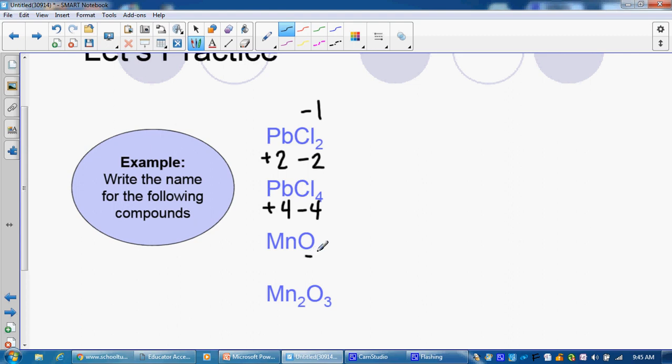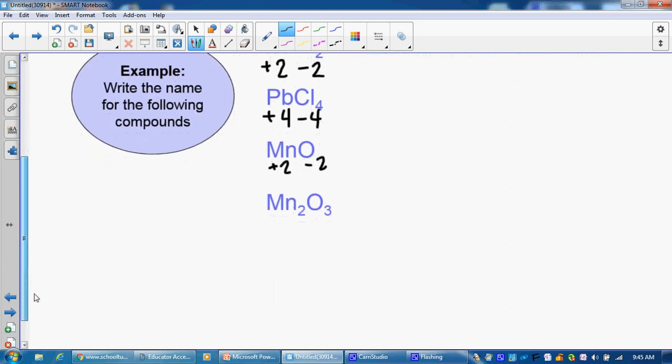Here oxygen is -2. There's only 1 oxygen. There's only 1 manganese. So we know manganese would be +2 because +2 minus 2 is equal to 0. So that's manganese 2 oxide.